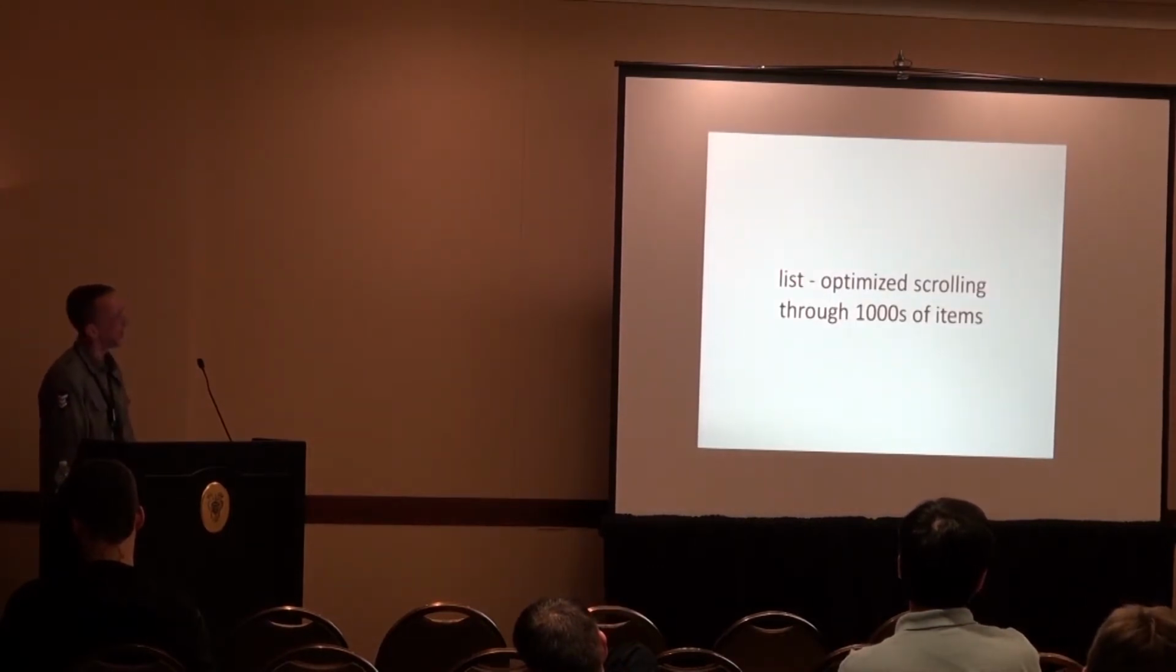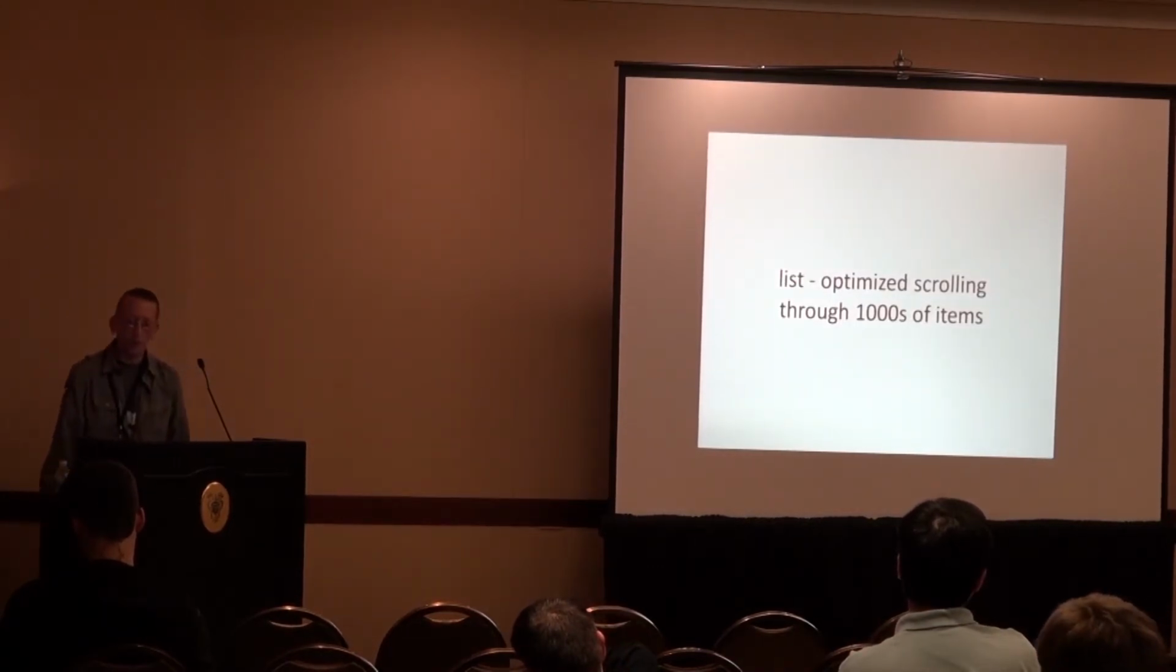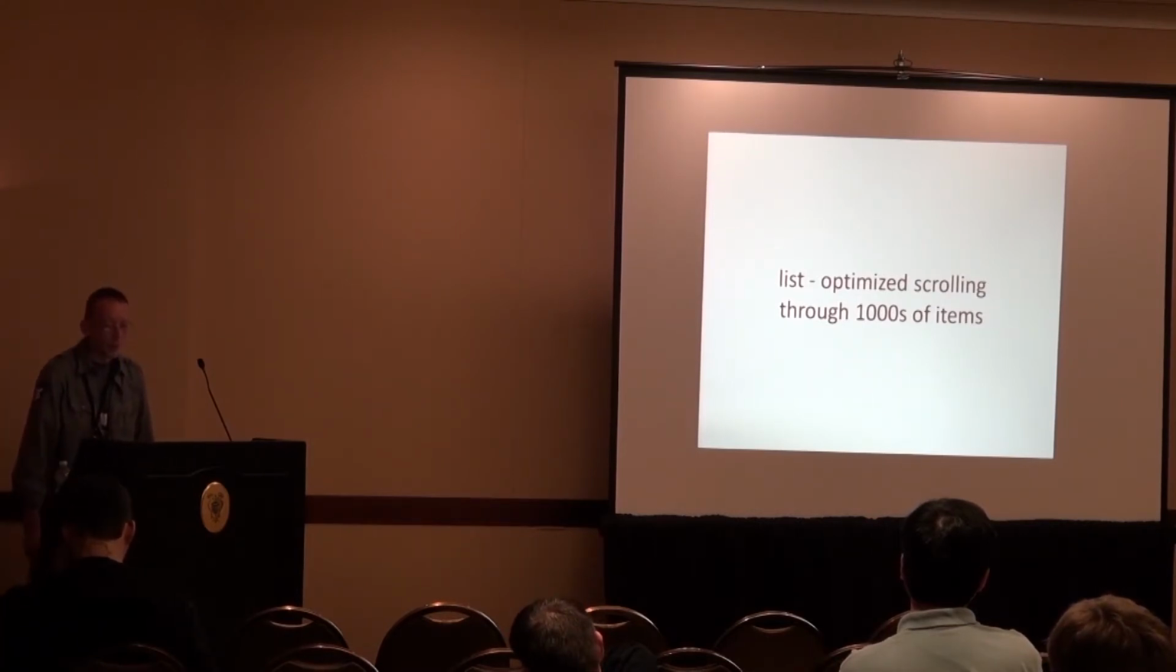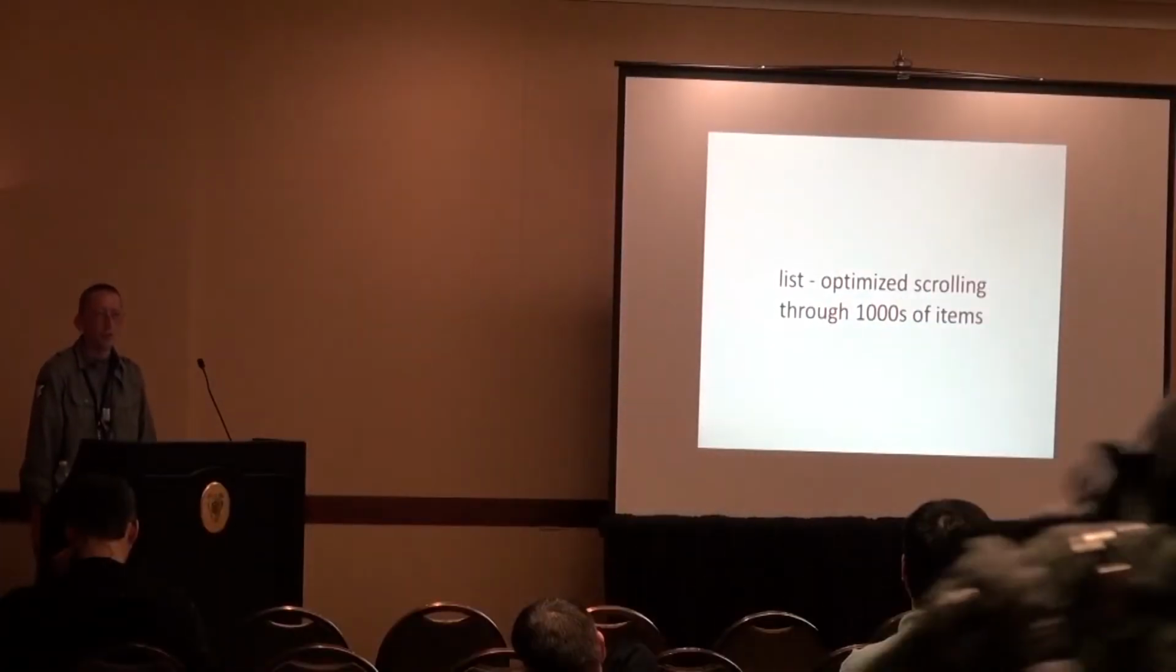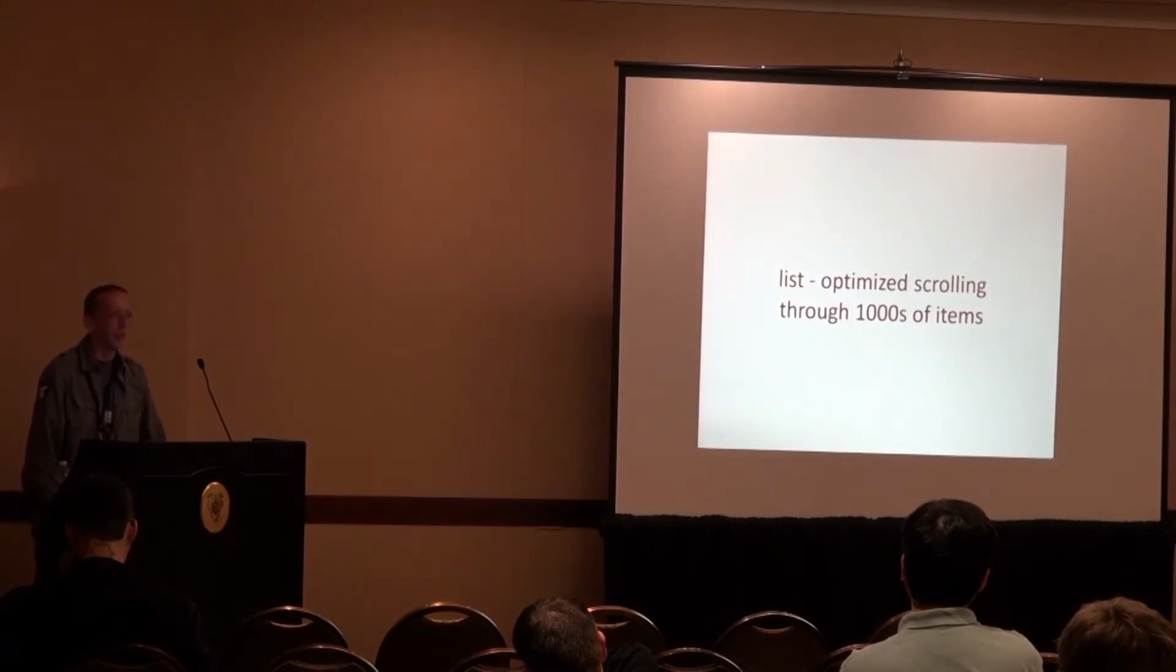All right, list is in the layout library. Optimize scrolling through lots and lots and lots of items. This may have changed, but I remember early on one of the list samples by default had a count of like 2 million items or something. And you can just sit there and keep scrolling from 0 to 2 million without it ever hiccuping at all. It's really cool.